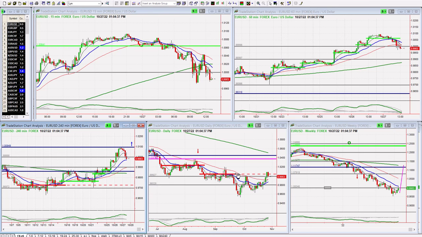I want to see more bullishness, meaning this has to break higher. For the time being, this has failed, and for the time being, I'm basically neutral in the euro dollar, and anything can happen.